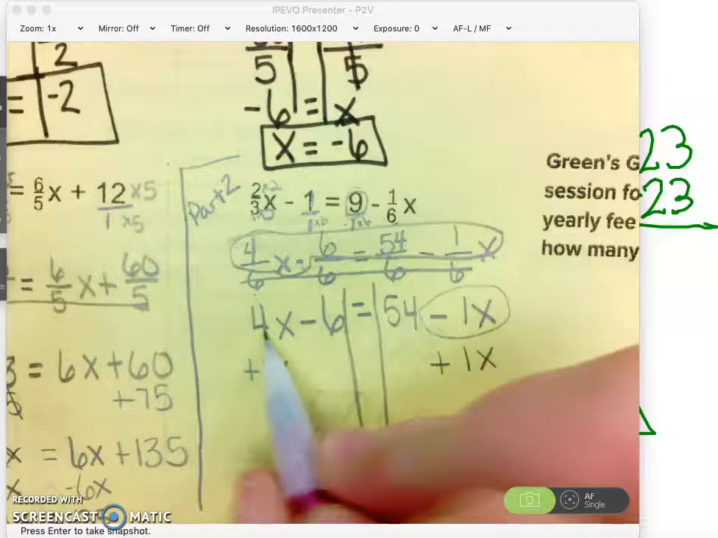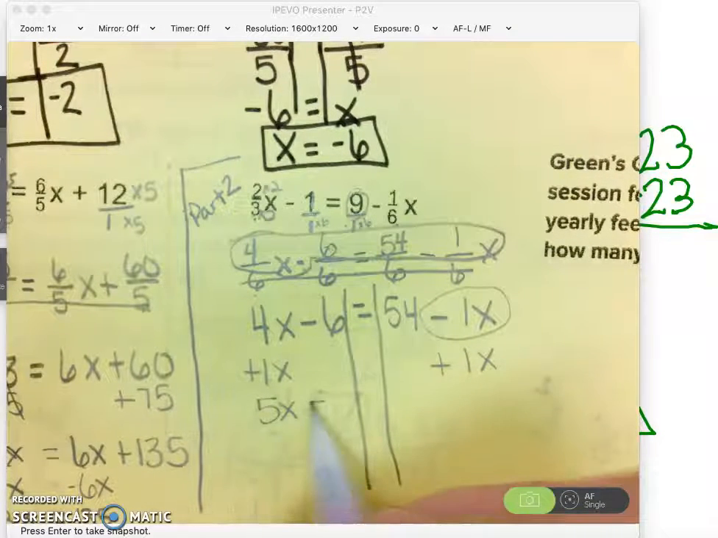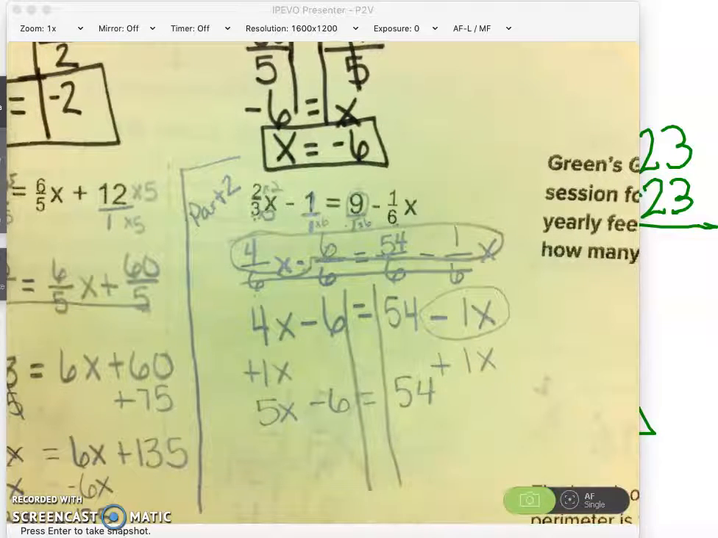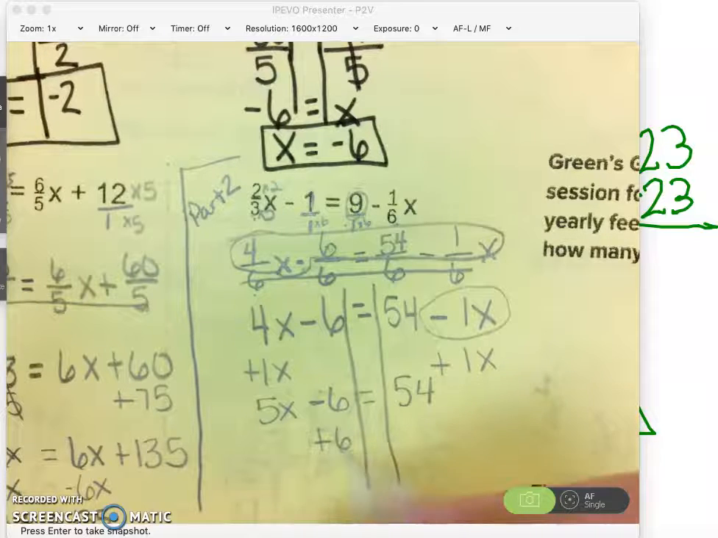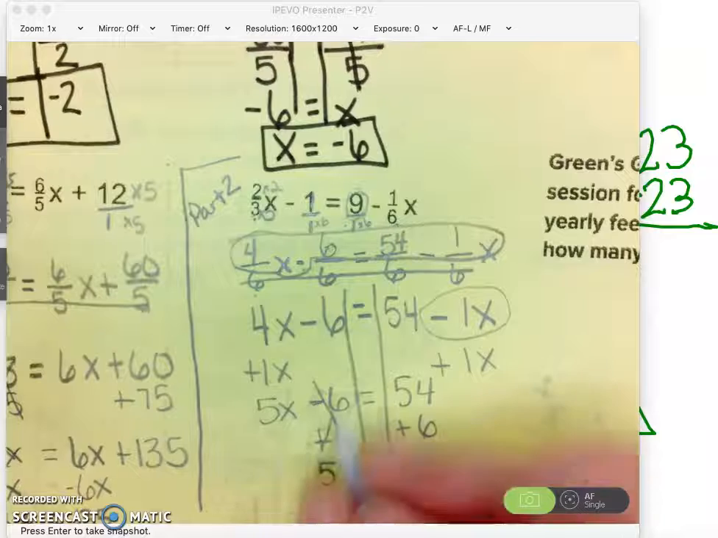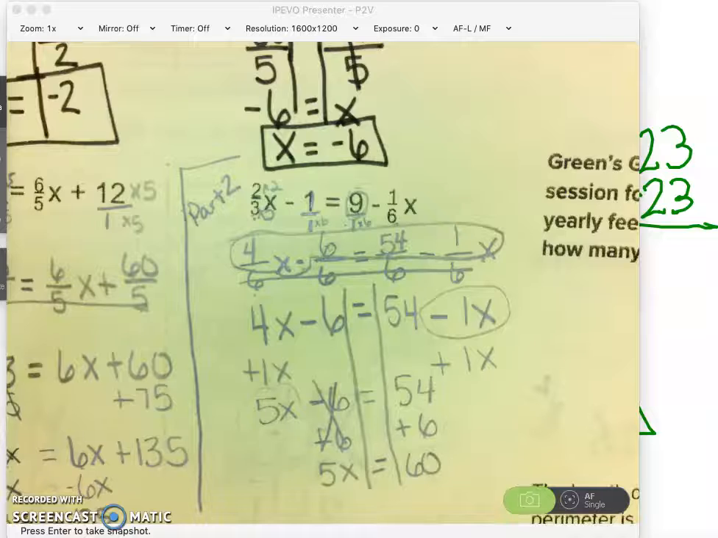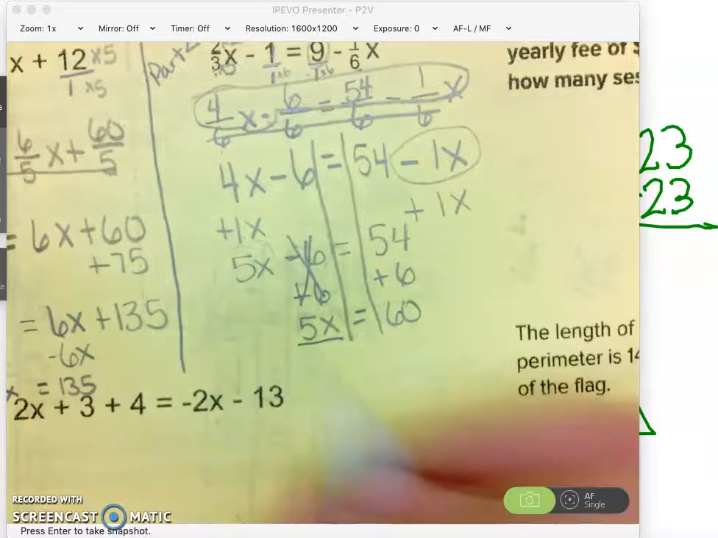And 4x plus 1x is 5x. I'm going to rewrite everything else that I didn't touch. Equals 54. I want to get rid of that subtracting 6 by adding 6 to both sides. So 5x, this goes away, is left on this side, equals, and 54 plus 6 is 60. Again, use a calculator with those to double check your answers. Don't get them wrong just for a simple mathematical error.